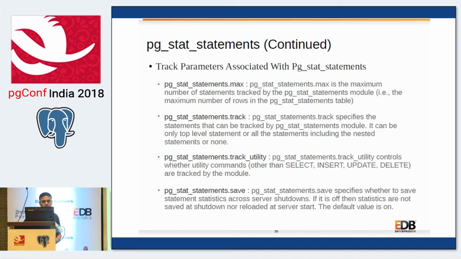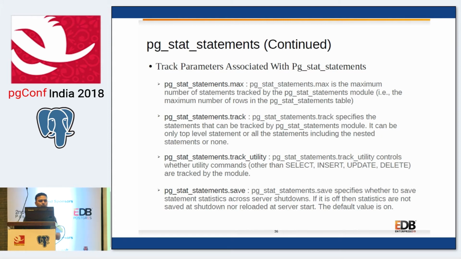There are some track parameters which are linked with this pg_stat_statements module, and they tell you what are the different things that can be stored and tracked by the module. For example, there is pg_stat_statements.max, which tells you the maximum number of entries that can be stored in the pg_stat_statements hash table. By default, I think it's 5,000. If it exceeds beyond that, then maybe you would see wraparound happening.